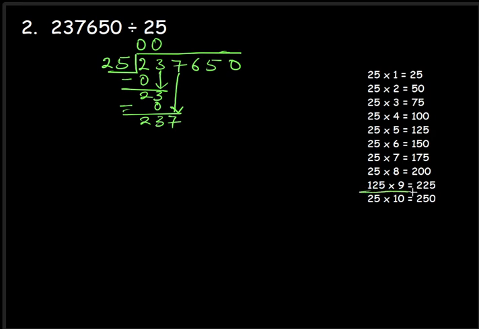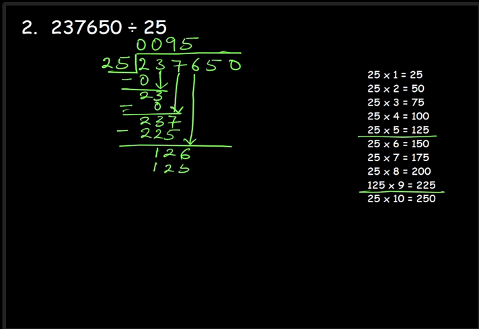What is smaller than 237 is 225? So we go with how many times? That would be 9. 25 times 9 will give us 225. If we subtract, this will be 2 here and this will be 1, 12. So we bring down 6. 25 into 126. 125 is before, so that will be 5 times. 25 times 5 will be 125. Subtract.